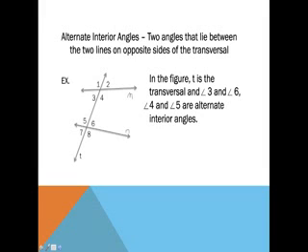Next, we have line M and line N. M is in yellow and N is in green. Here, 3 and 4 and 5 and 6, they are in the interior of those two lines. Therefore, they are the interior angles. Alternate interior angles mean they are on opposite sides of the transversal. Therefore, 3 and 6 are alternate interior angles, and 4 and 5 are alternate interior angles.